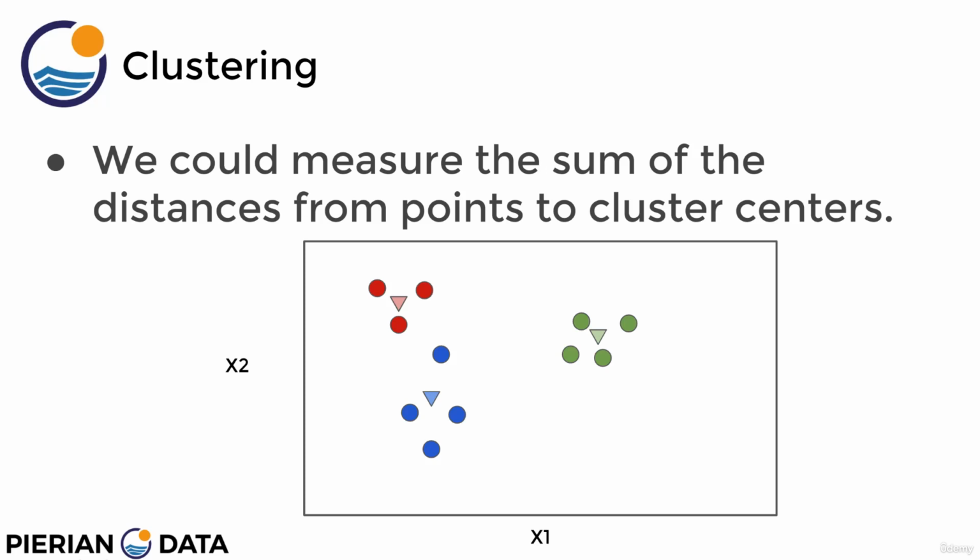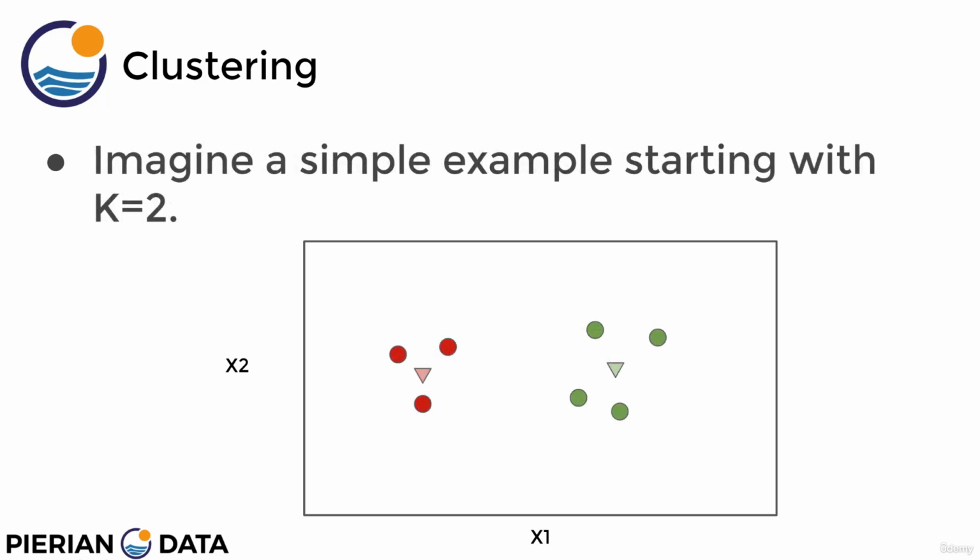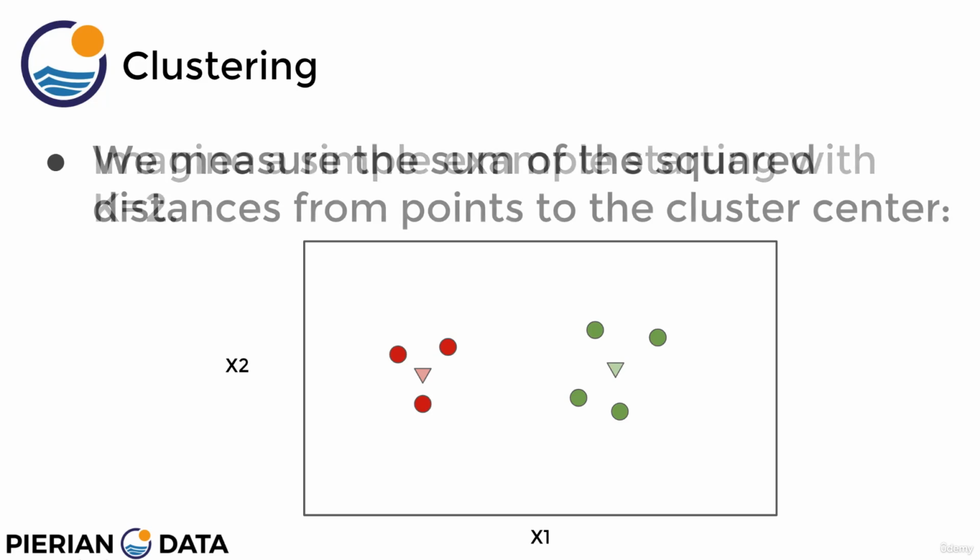So here again, once we've decided on a k-value and we fit the algorithm, we're going to measure the distance from the point that now has a cluster assignment to the actual center of the cluster. So let's imagine a simple example starting with k equal to 2. For all of these points, for example, starting with the red points, we measure the sum of the squared distances from points to the cluster center.